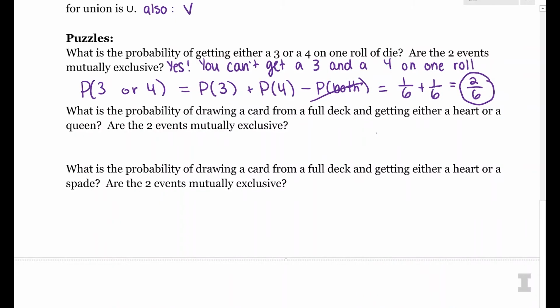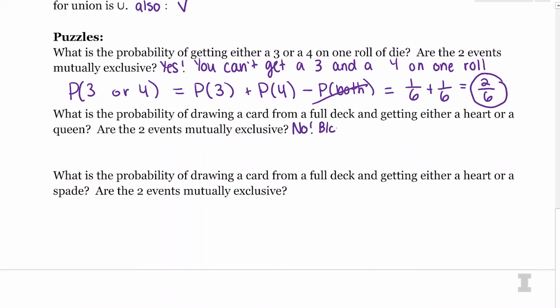Awesome. So the second puzzle asks, what's the probability of drawing a card from a full deck and getting either a heart or a queen? And then are these two events mutually exclusive? So Wade, do you think these are mutually exclusive, heart or a queen? So mutually exclusive is, can they happen at the same time? So a queen of hearts. Oh, my favorite card. Yes, we can get the queen of hearts.